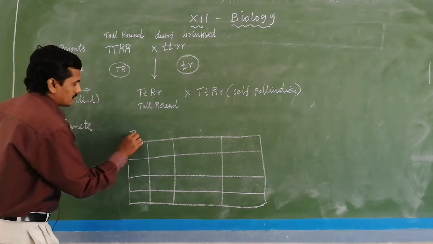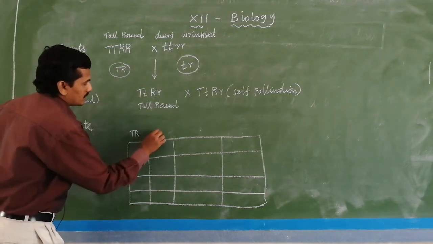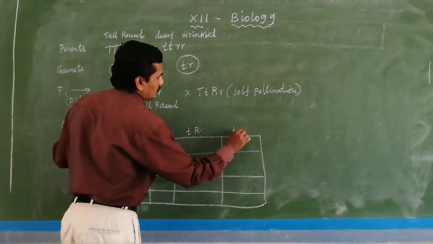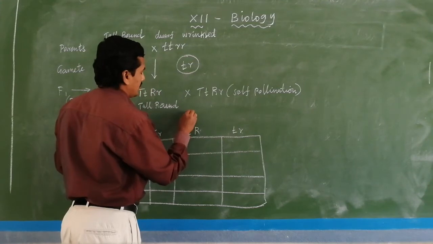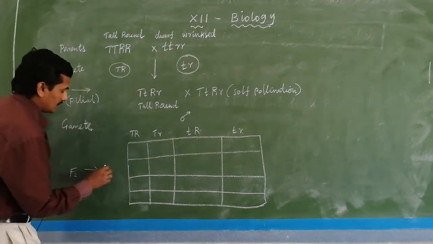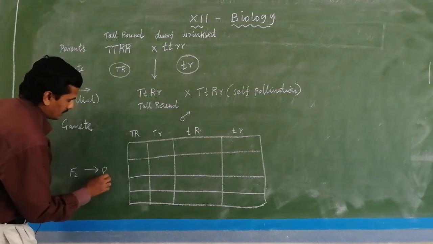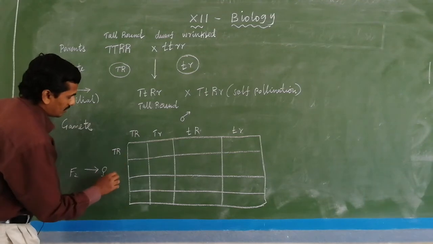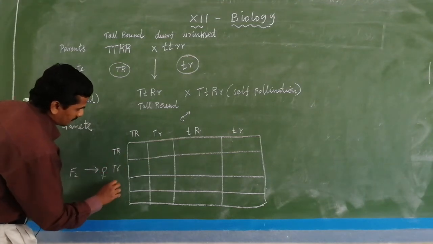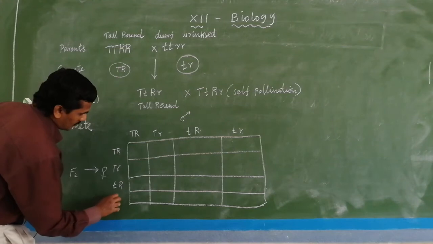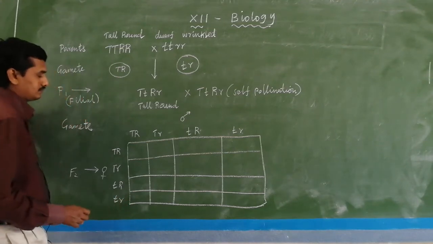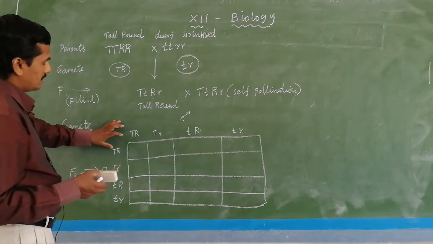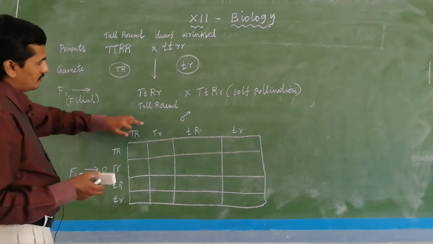Capital T capital R, capital T small r, small t capital R, and small t small r. One side is used as the male, this is the symbol for male, and the other side is used as the female gamete. Same gametes only: capital T capital R, capital T small r, small t capital R, and small t small r.